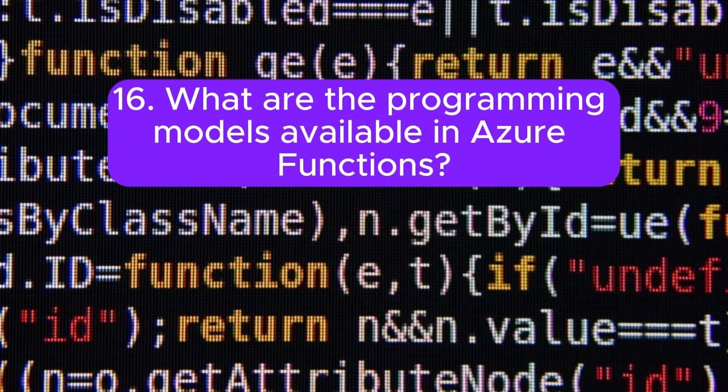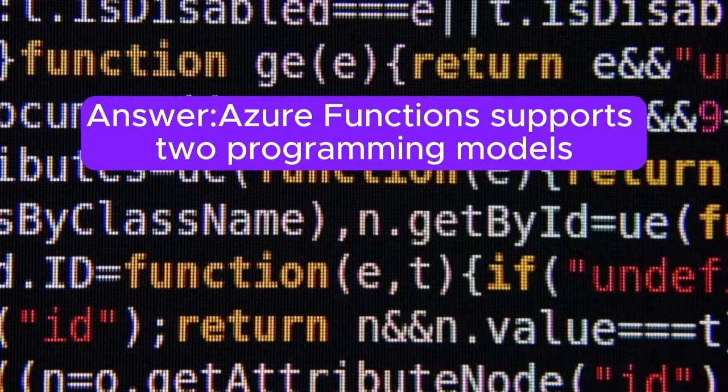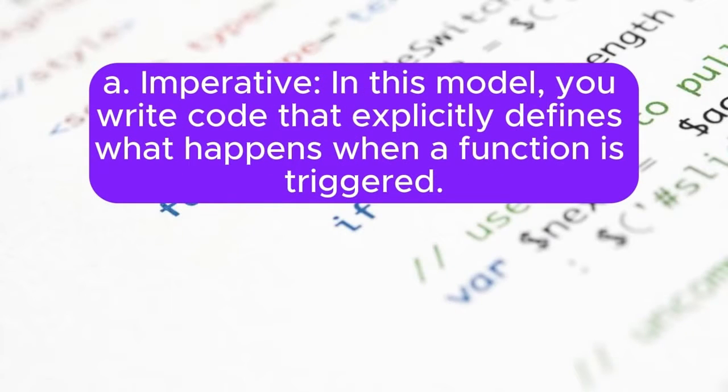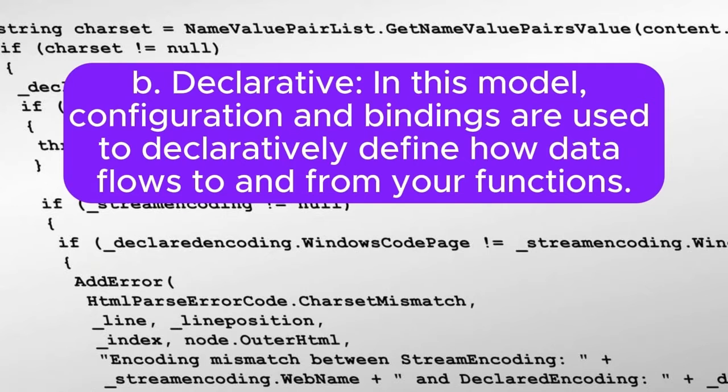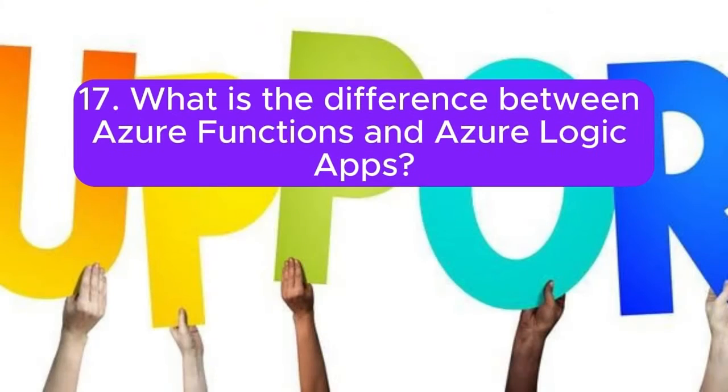16. What are the programming models available in Azure Functions? Answer. Azure Functions supports the programming models. A. Imperative. In this model, you write code that explicitly defines what happens when a function is triggered. B. Declarative. In this model, configuration and bindings are used to declaratively define how data flows to and from your functions.